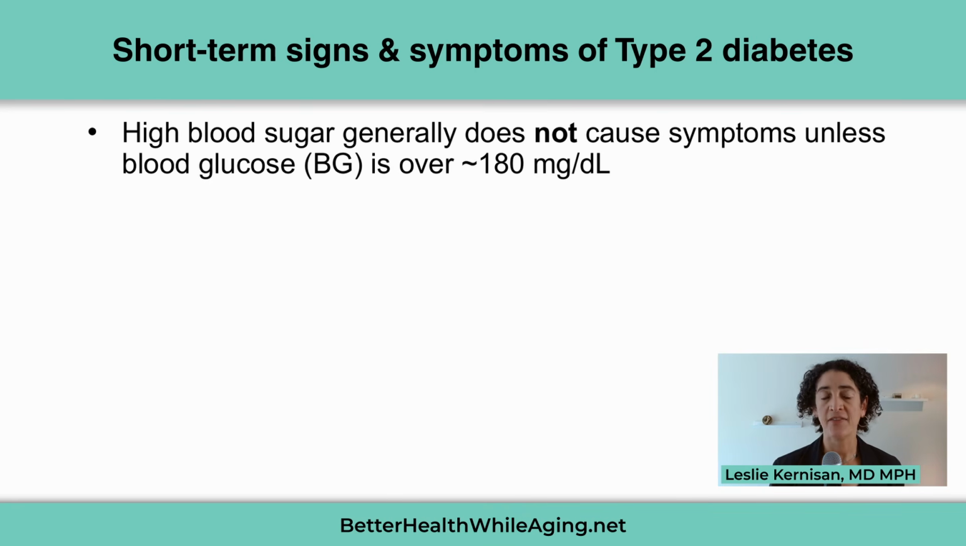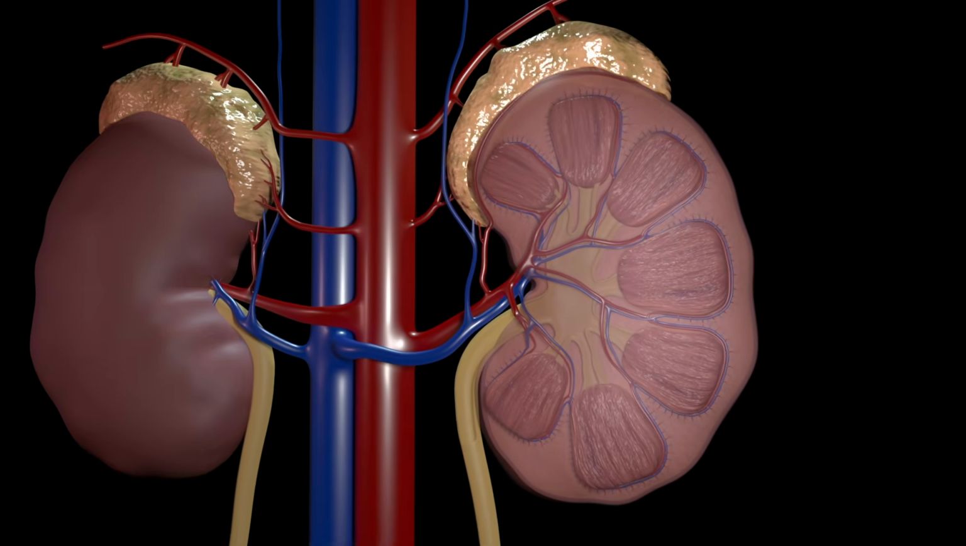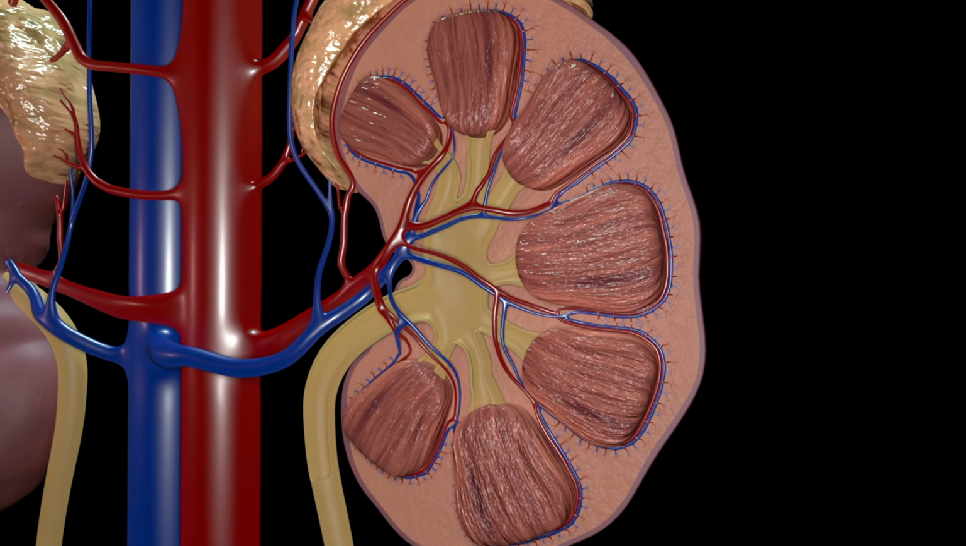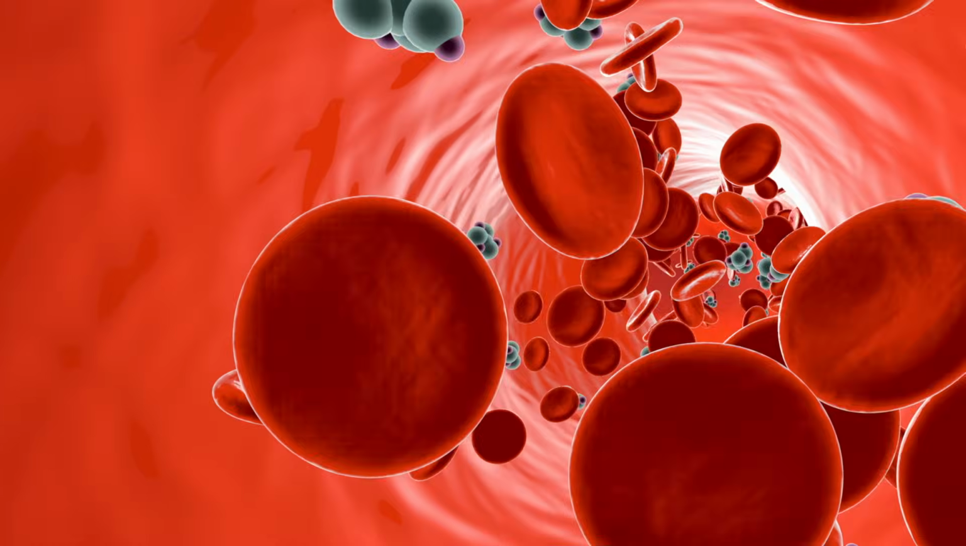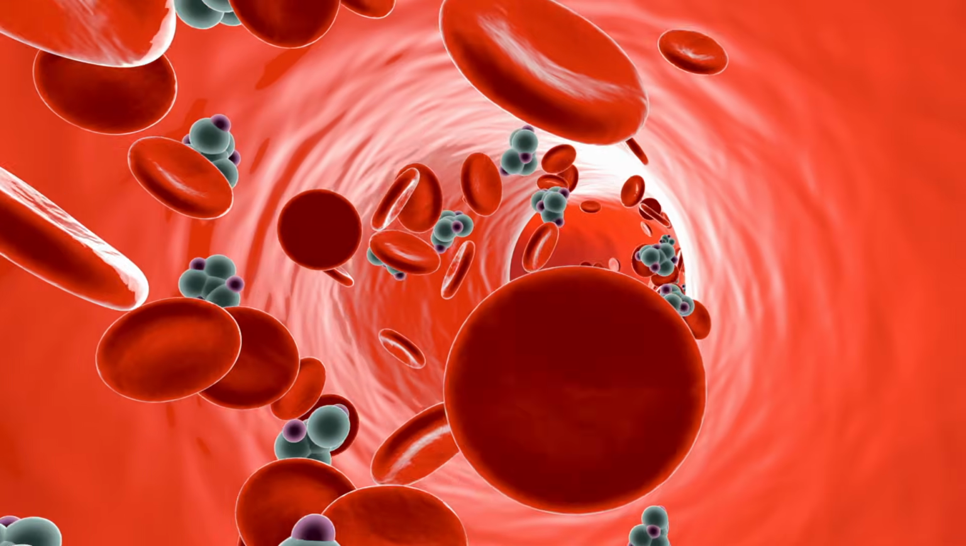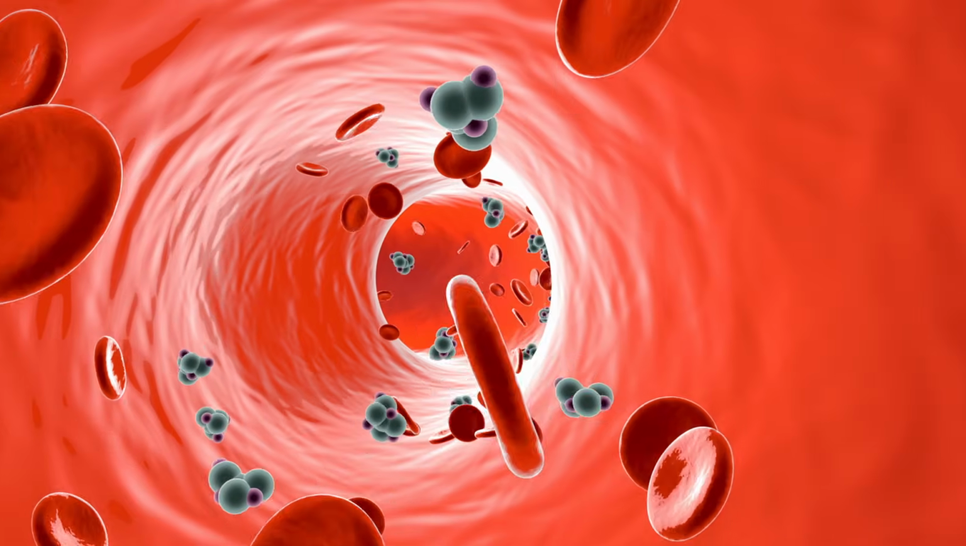Again, having a higher than normal blood glucose level is generally not going to cause symptoms unless the blood glucose gets above the level of about 180 milligrams per deciliter or more. And why is that? That's because your kidneys are actually designed to filter your blood and retain the glucose in your body so you can feed your body. But if there's too much glucose in your bloodstream, you can overwhelm your kidney's capacity to hold that glucose in the bloodstream. And so the kidney can start to leak glucose into the urine.